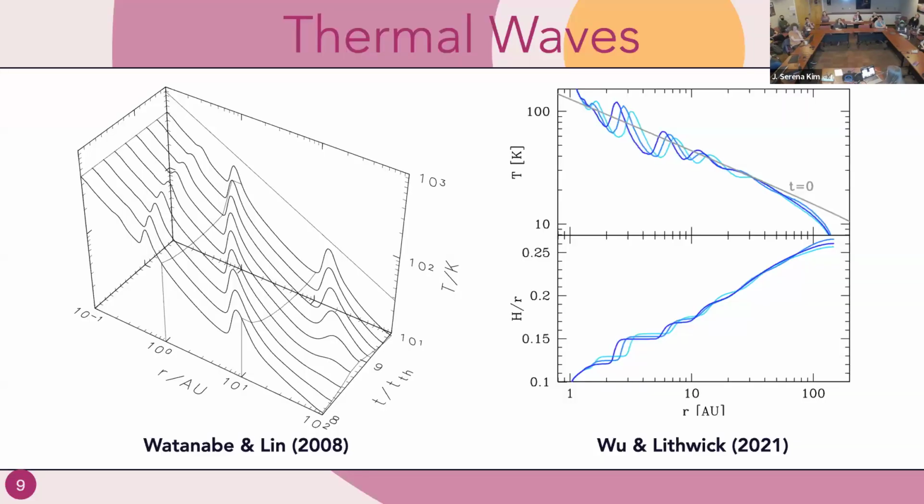Two seminal works about this were from Watanabe and Lin, and Yoshimura and Yoram Lithwick. They found these thermal waves. They're excited in the outer part of the disk at about 30 AU. They grow, they propagate inwards, and then they dissipate. Both of them did it through a radiative transfer iterative method.